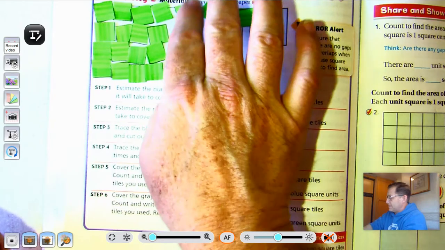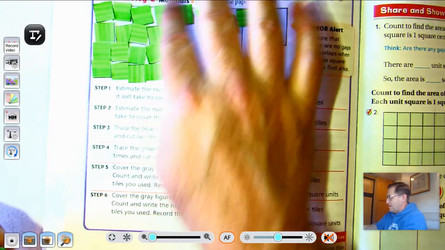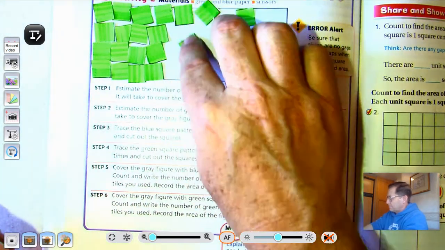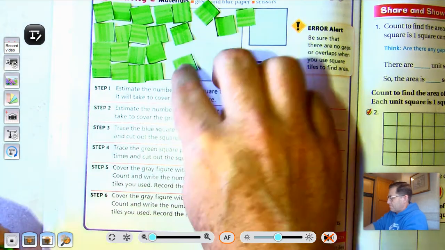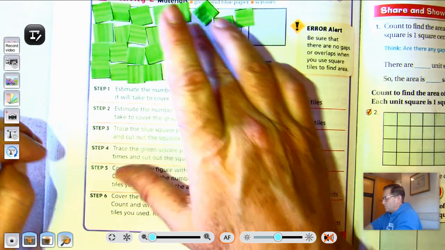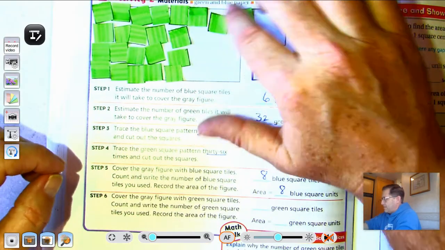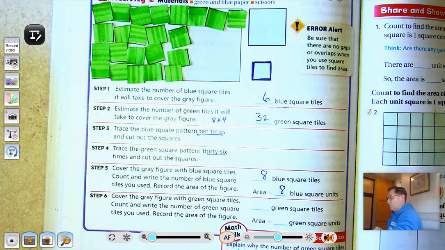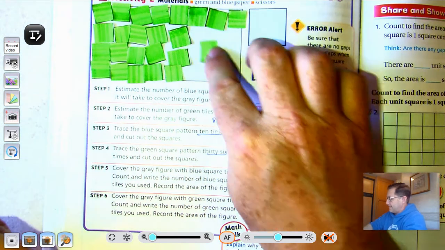This would probably be easy to cover if we could glue them down. But we've already seen that it's going to be 4 rows of 8 because there's 8 going across the top. So every row will have 8 tiles.